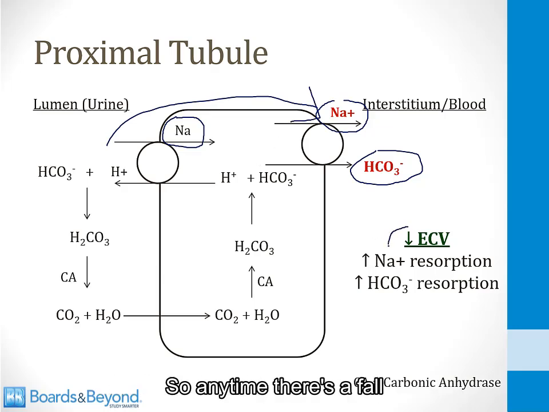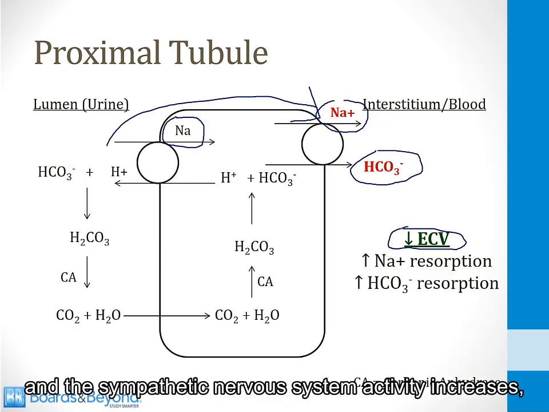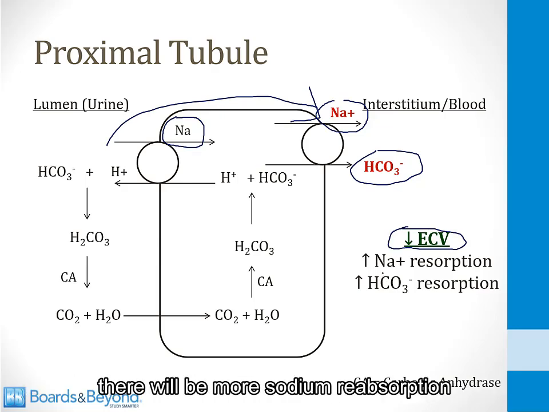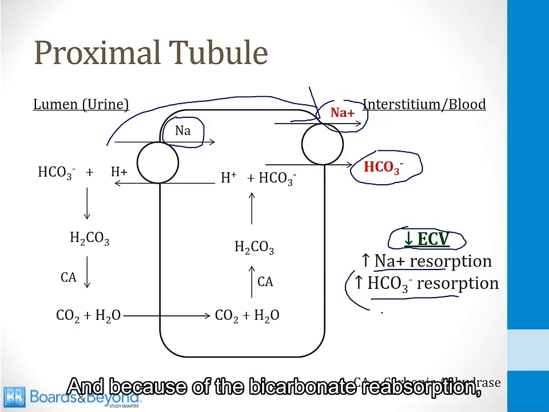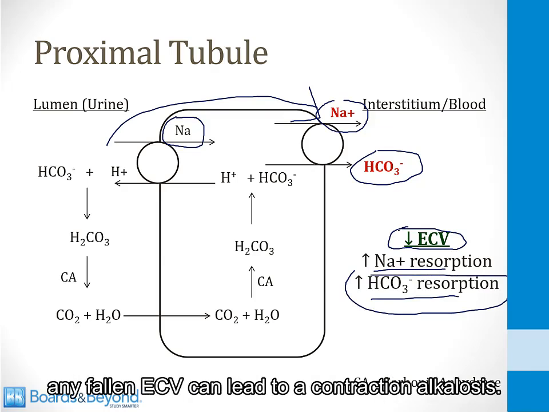So anytime there's a fall in the effective circulating volume and the sympathetic nervous system activity increases, there will be more sodium reabsorption and also more bicarbonate reabsorption. And because of the bicarbonate reabsorption, any fall in ECV can lead to a contraction alkalosis.